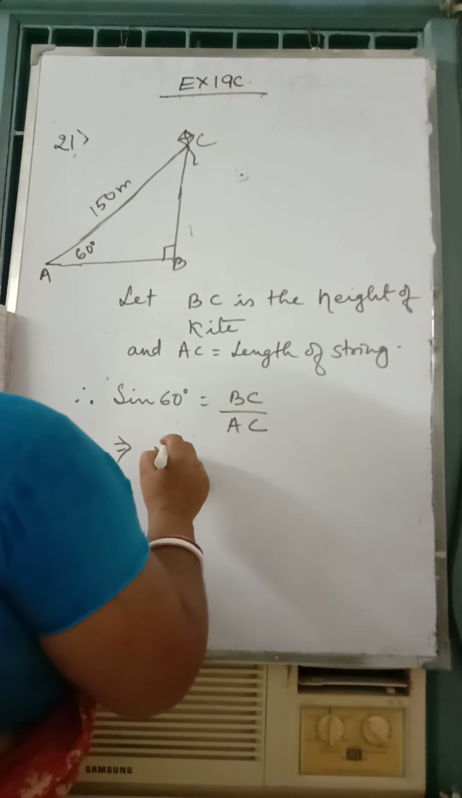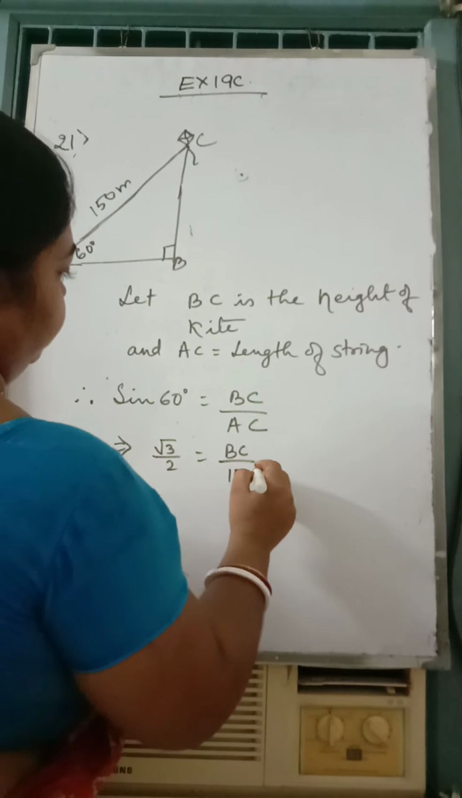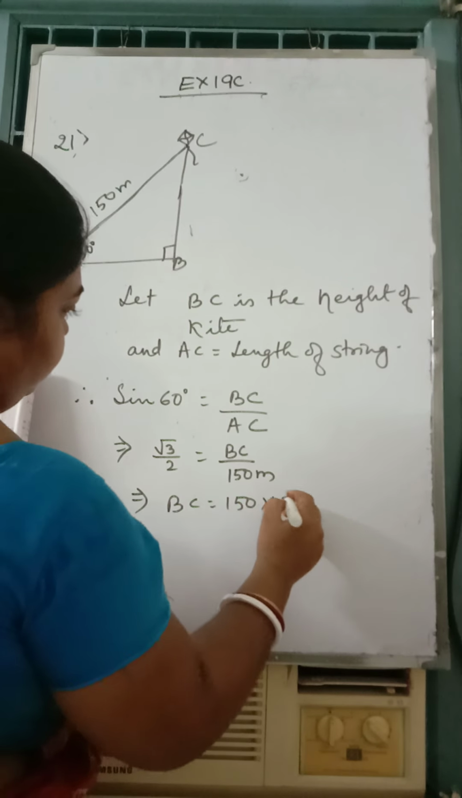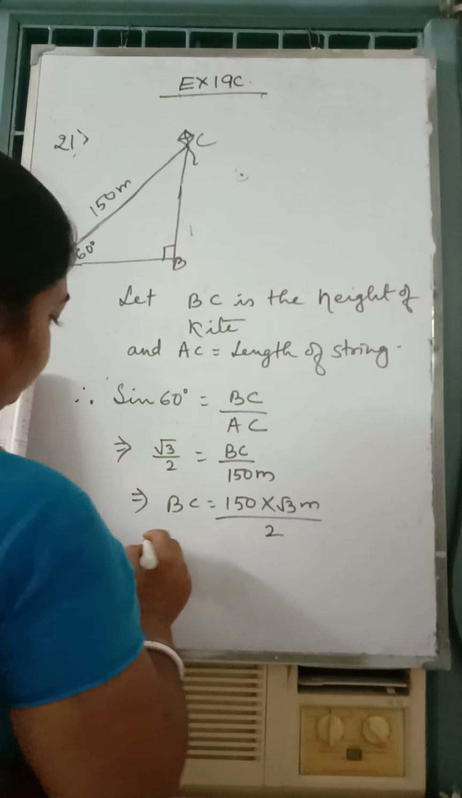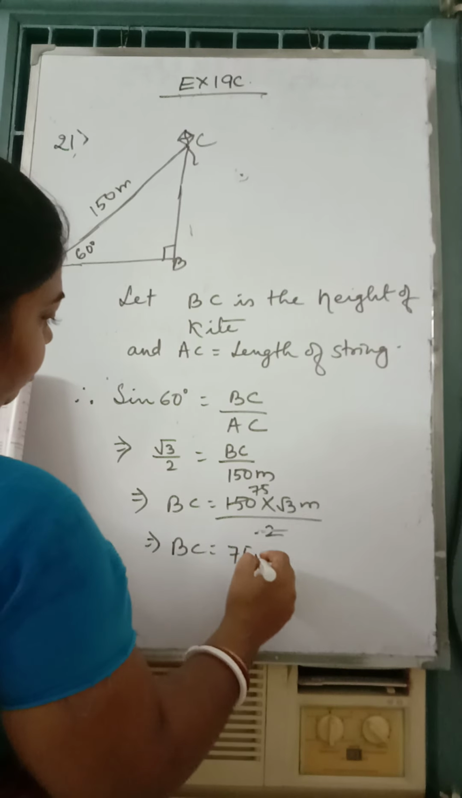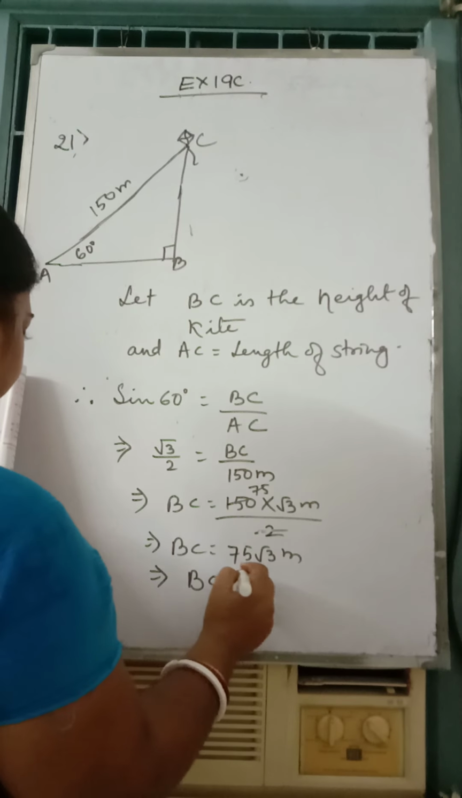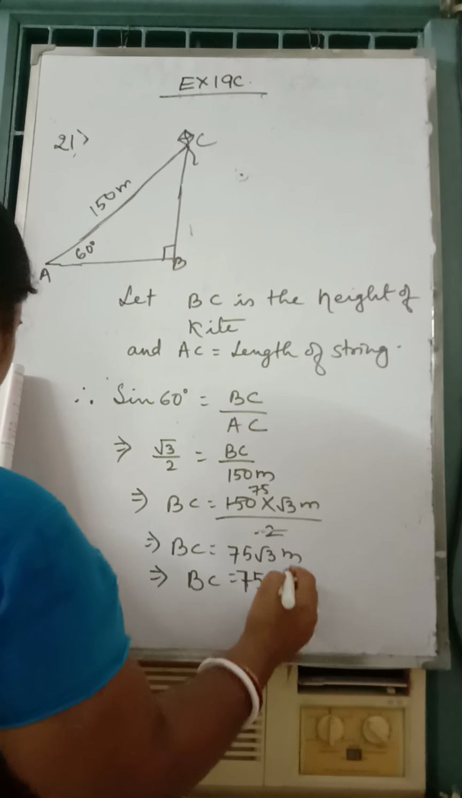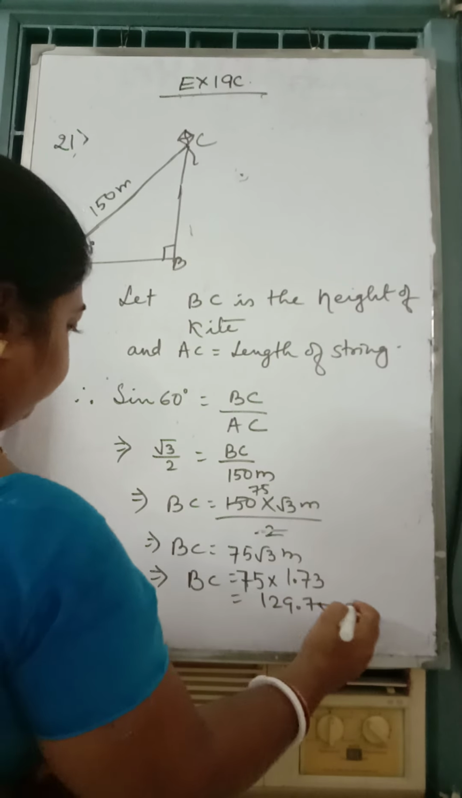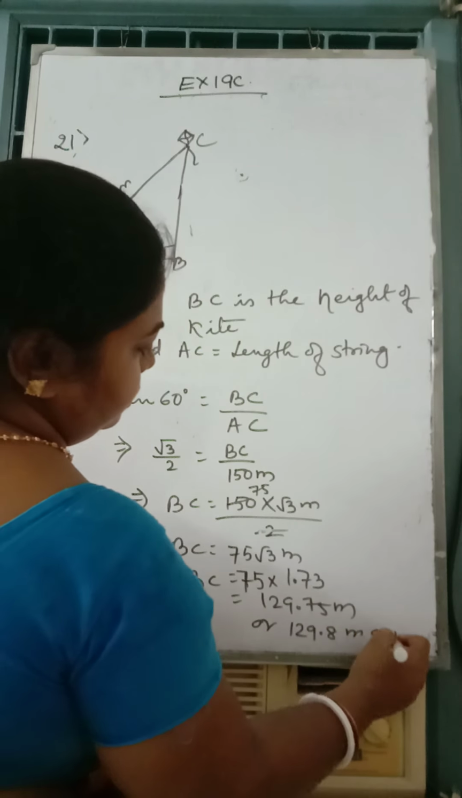or the value of sine 60 is root 3 by 2 is equal to BC by AC. I do not know BC. AC is 150, or BC is equal to 150 into root 3 meter by 2, or BC is equal to 75 root 3 meter, or BC is equal to 75 into 1.73 is given, and it gives you 129.75 meter or 129.8 meter approx.